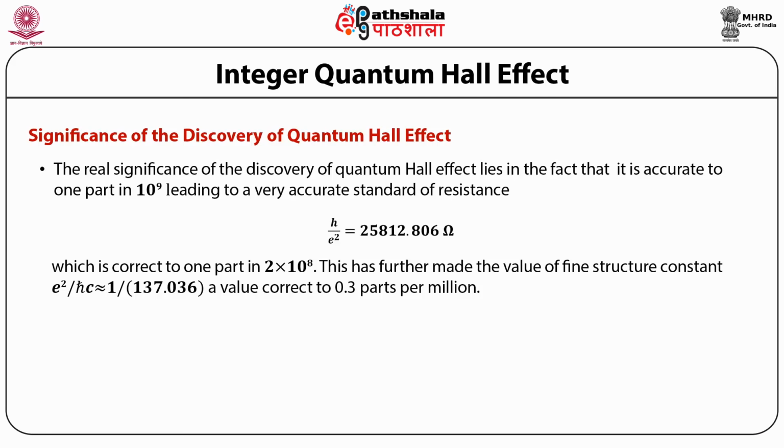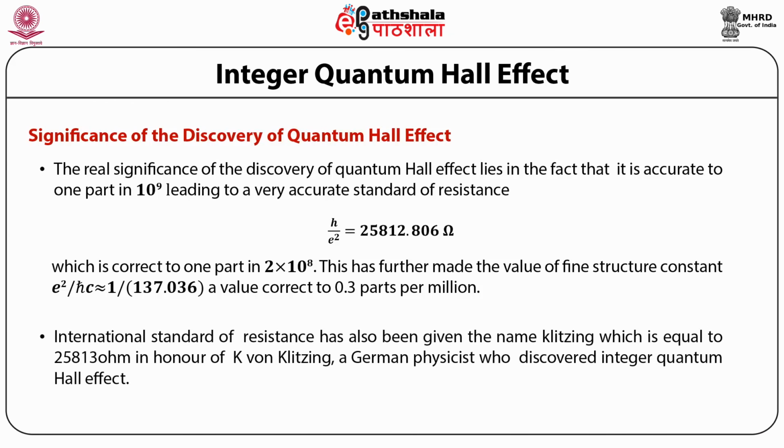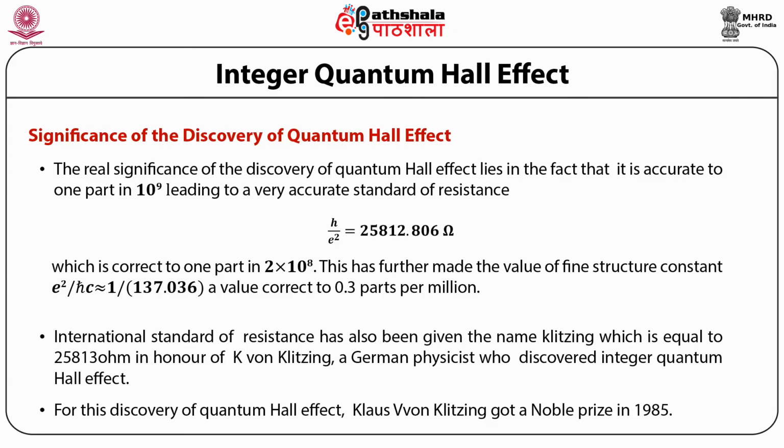This has further made the value of fine structure constant e square upon h bar c approximately equal to 1 upon 137.036, a value correct to 0.3 parts per million. International standard of resistance has also been given the name von Klitzing, which is equal to 25,813 ohm, in honor of K. von Klitzing, a German physicist who discovered integer quantum Hall effect. For this discovery of quantum Hall effect, Klaus von Klitzing got a Nobel Prize in 1985.